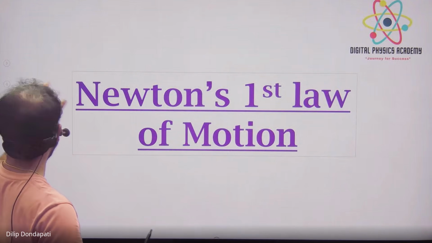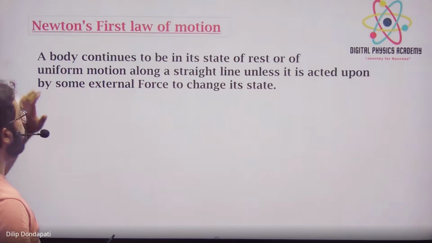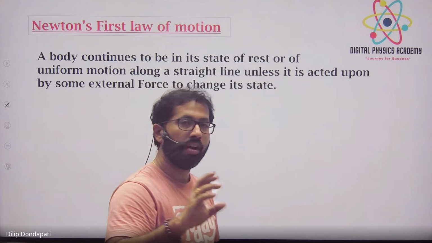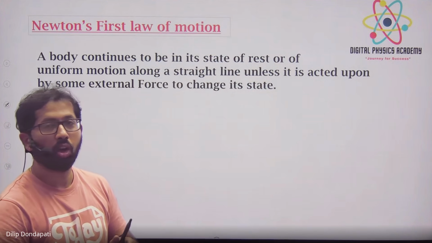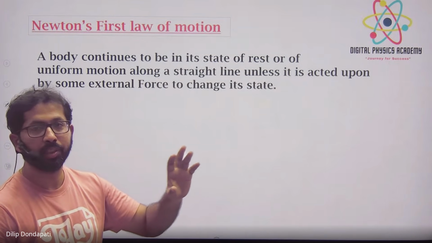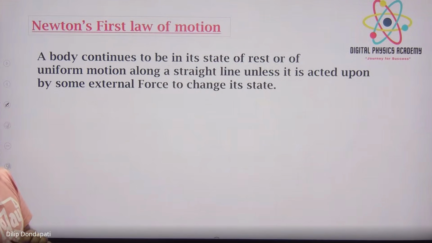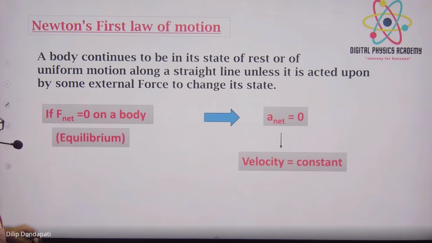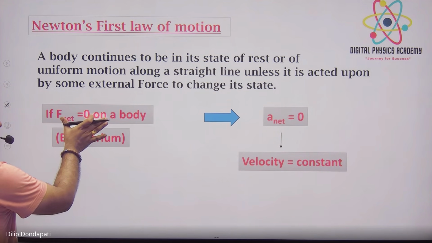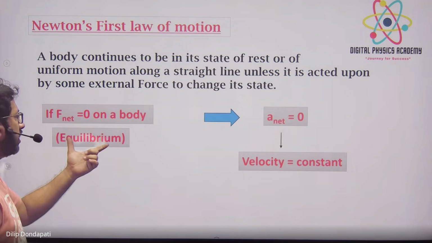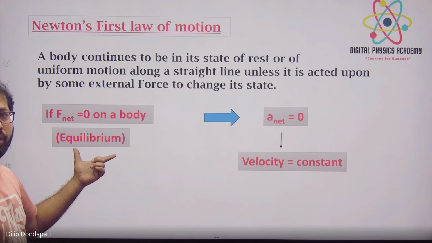Like in space, if I throw an object in space at 5 meters per second, after 10 years also the object will continue at 5 meters per second only, unless some external force acts on it. That is Newton's first law. So whenever the net force on an object is zero, that condition we call equilibrium.